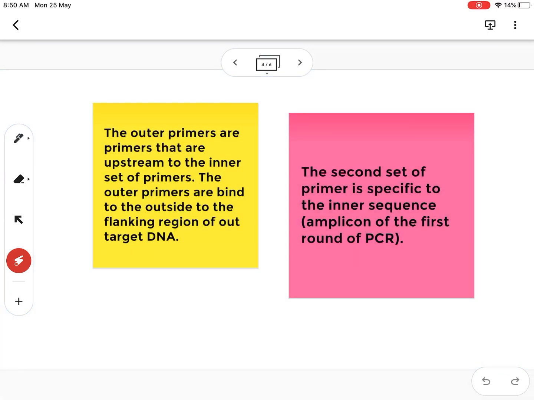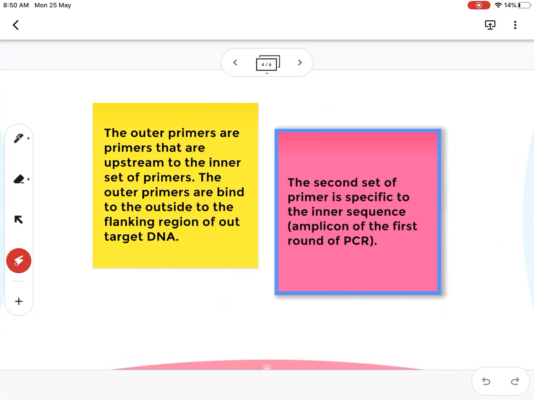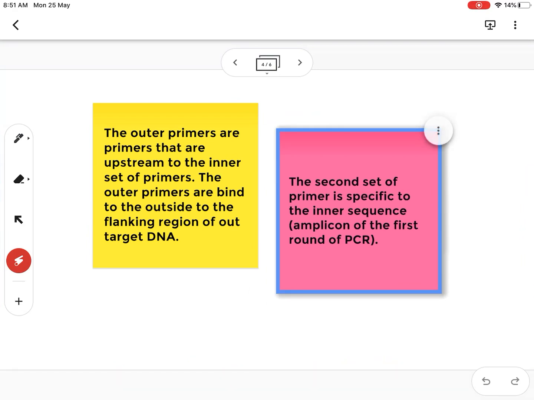So the outer primers are primers that are upstream to the inner set of primers. The outer primers bind to the outside of the flanking region of the target DNA, whereas the second primer is specific to the inner sequence, and therefore they are called the inner primers.